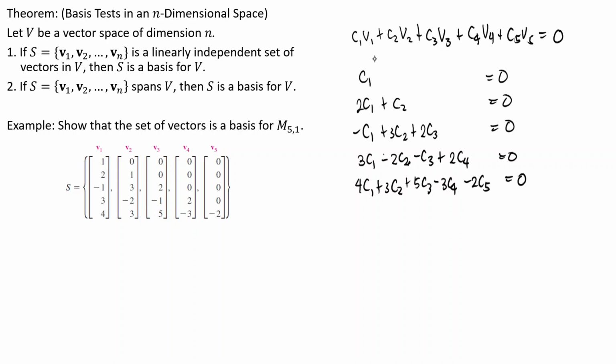So since this system has only the trivial solution, because C sub 1 is equal to 0, when you substitute that in here, C sub 2 is equal to 0, and so on. So we have only the trivial solution, then the set S is linearly independent. So since it is linearly independent and it has 5 vectors, then we say now that S is a basis for M sub 5,1.